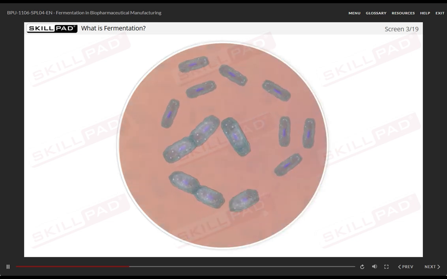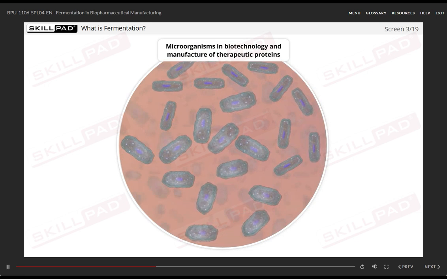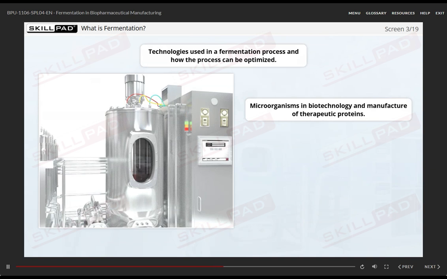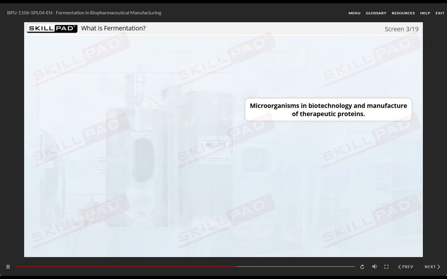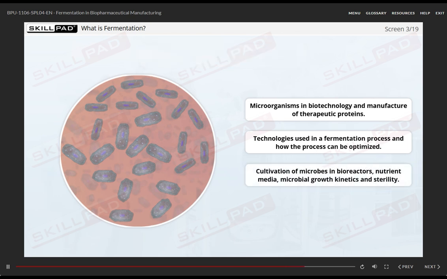This module describes the significance of microorganisms in biotechnology, explaining how they can be used to produce therapeutic proteins. It also explains the technologies used in a fermentation process and how the process can be optimized. Other areas that you will cover include the cultivation of microbes in bioreactors, the nutrient media used to grow microbes, microbial growth kinetics, and sterility.